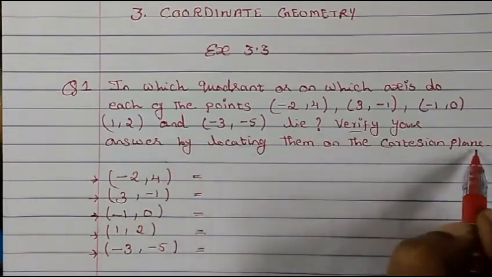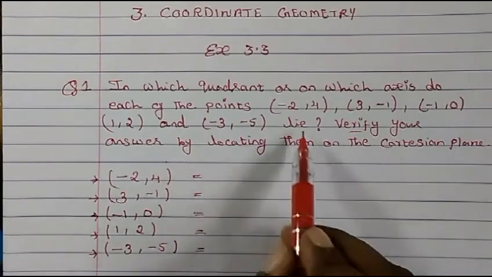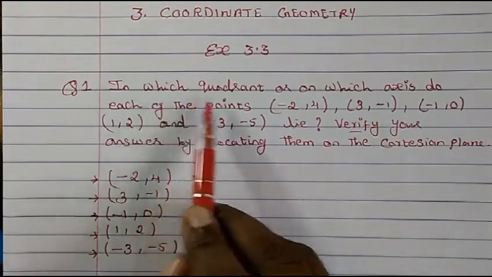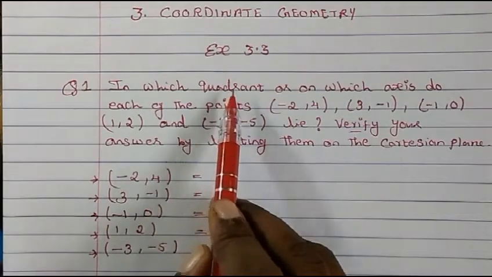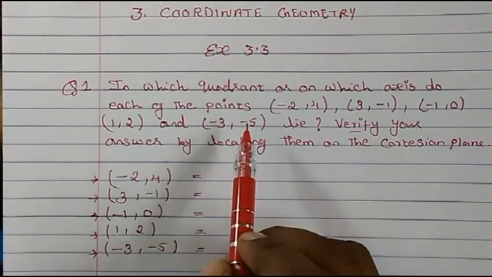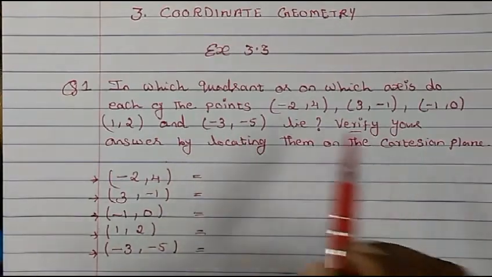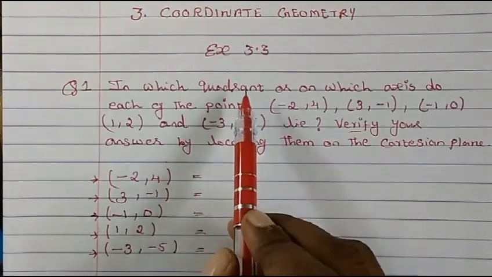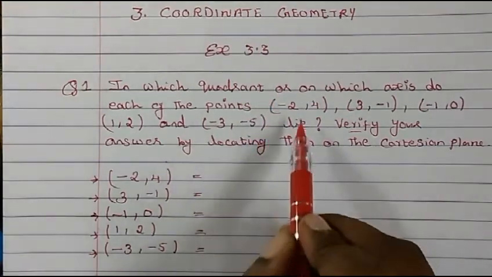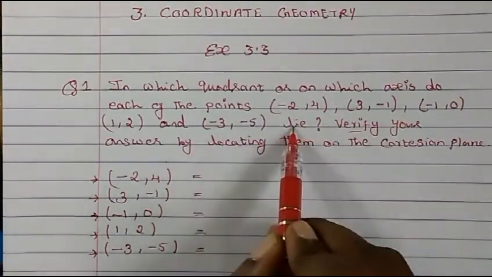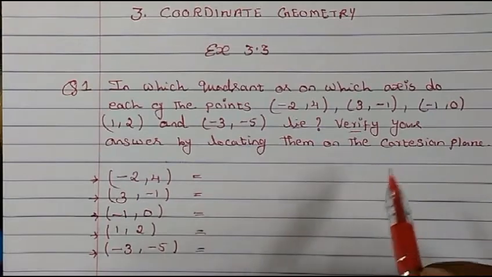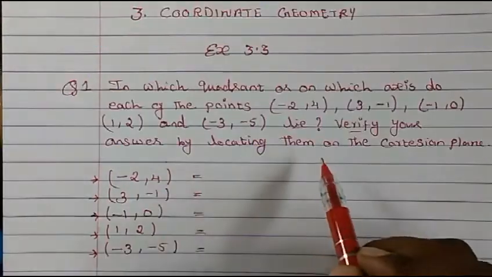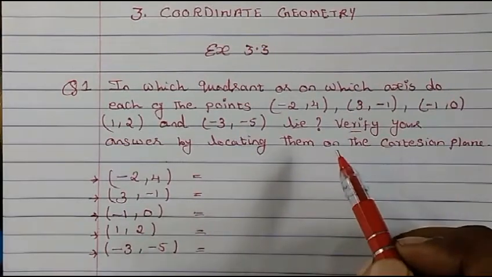verify on the Cartesian plane where they are lying. The Cartesian plane has 4 parts of quadrant. We know the x-axis and y-axis divide the Cartesian plane into 4 parts: first quadrant, second quadrant, third quadrant and fourth quadrant. So we have to verify these points, where they lie on the Cartesian plane, meaning which quadrant these points lie in. So let's verify. First we have to draw the graph.